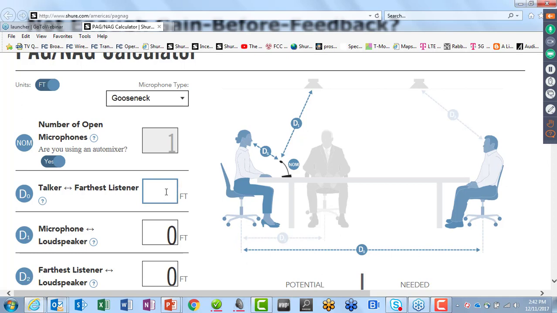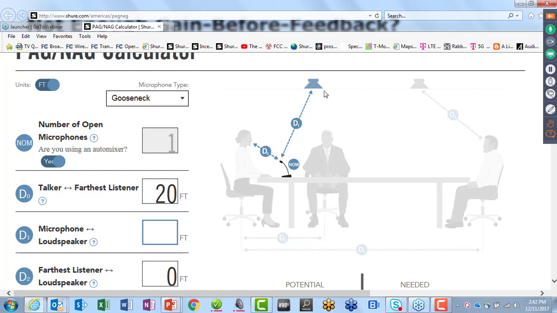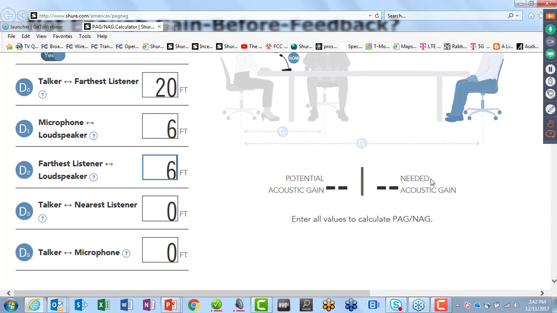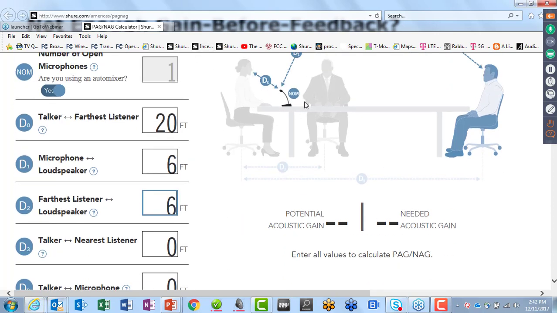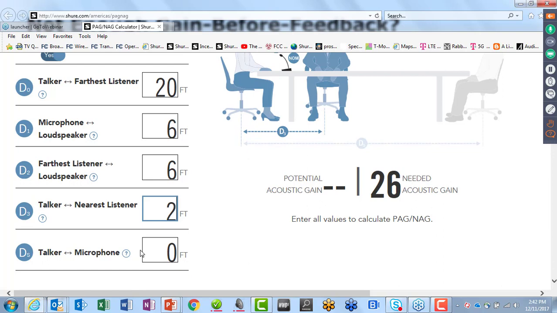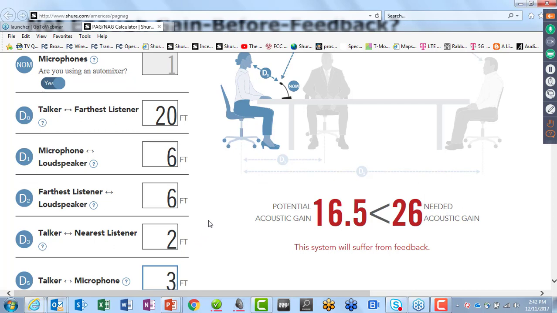So here we put in the talker to farthest listener distance. We picked the person furthest away and said, how far away is that person? How far away is the microphone from the loudspeaker? I don't know, it's probably about 6 feet there. And how far away is the farthest listener from his closest loudspeaker? That's probably about 6 feet or so. And then the talker to the nearest listener. Now that's for our needed acoustic gain. What we're trying to achieve is that the person sitting furthest away hears at the same level as the person sitting closest. So if you put in, say, a person 2 feet away, and then talker to microphone, as we mentioned, that's important, the distance is probably about 3 feet there.